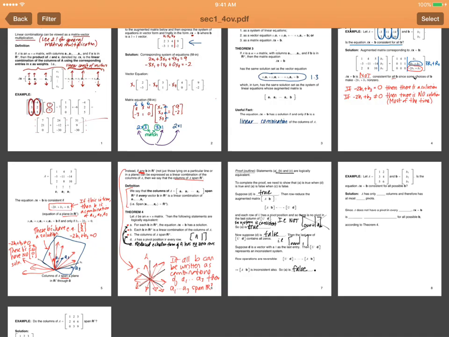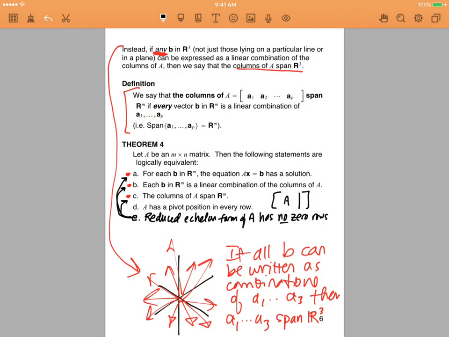So the gist of that, just to go back here for a second, is that we're trying to solve these things for all B, and whether or not it's solvable comes down to whether or not you have a row of zeros. Having no zeros is the same as a pivot position in every row. That's the useful feature of the reduced echelon form to look at.